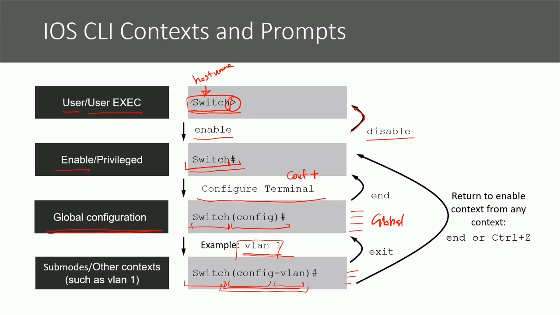Throughout this course, we will do many labs, and during these labs, the difference between these modes will be clear to you, and you will be able to move from one mode to another easily when you complete these labs. If you want to go back from sub-configuration mode into global configuration mode, you type exit. If you want to go from global configuration into enable mode, you type end. And at any time in configuration mode, you can type end or Ctrl Z to go back to enable mode. Actually, even here, you can type Ctrl Z to go back to enable mode.